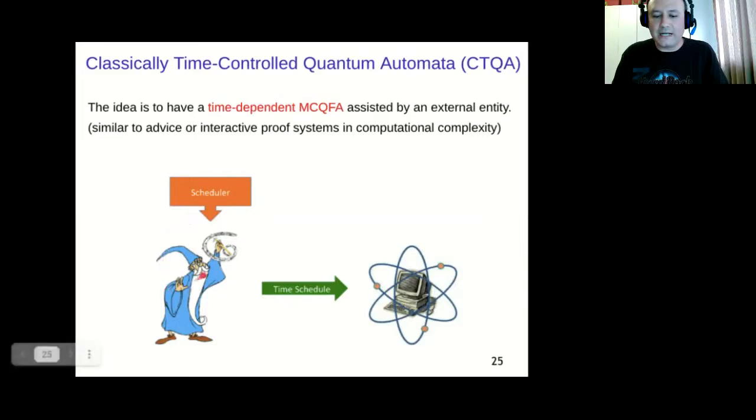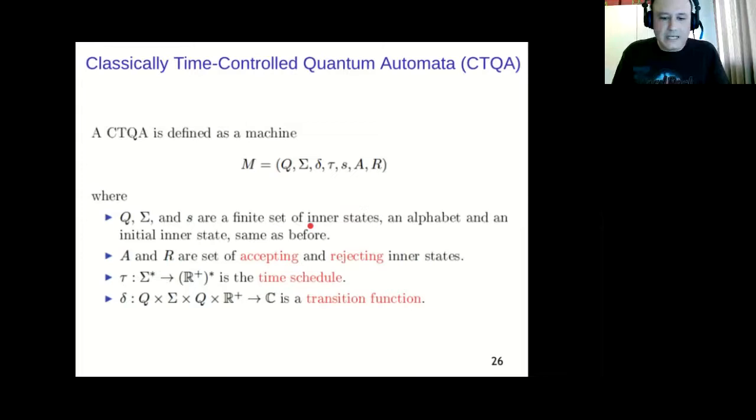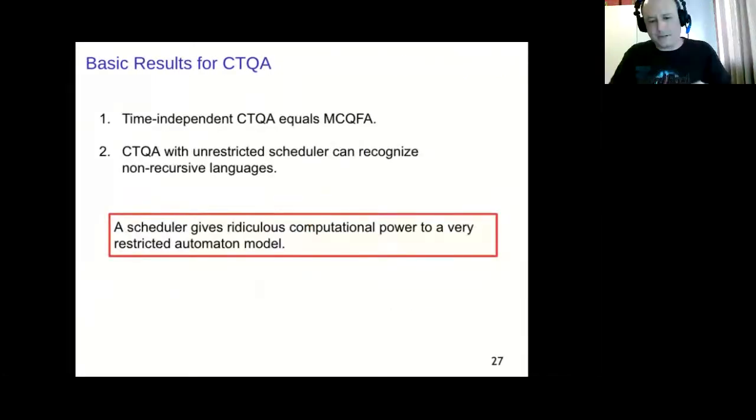And now what Merlin does is to compute a time schedule saying, for example, run this operation for 5 seconds, run this other one for 10 seconds, and so on, right? And we ask the question, what can such a protocol or system do? We call this a classically time-controlled quantum automaton. And this is the formal definition. I'm going to skip this part.